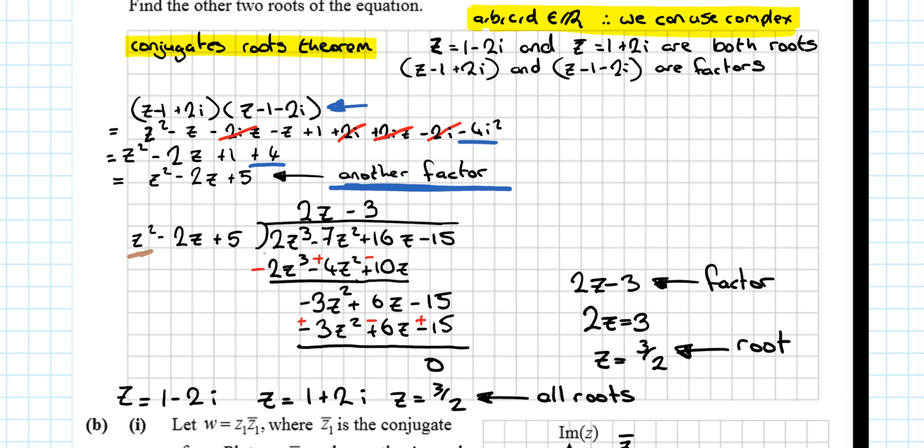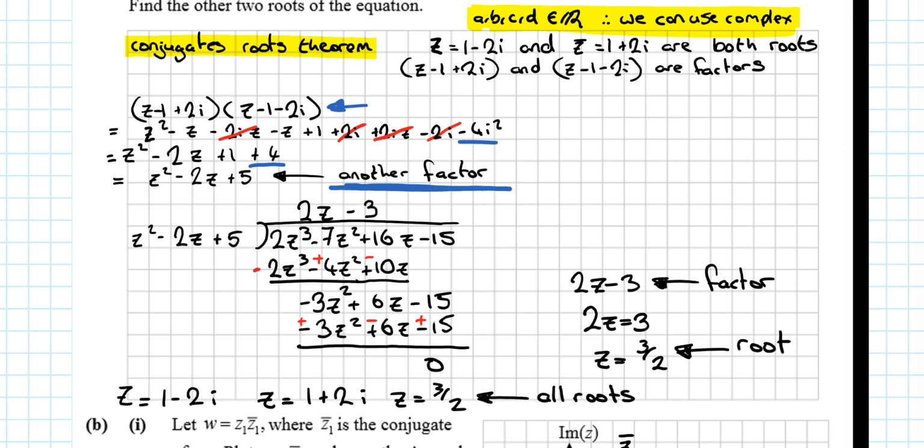z squared by what is 2z cubed? That's 2z. So then we're multiplying the 2z by each of these three terms. So 2z by z squared is 2z cubed. 2z by minus 2z is minus 4z squared. 2z by 5 is plus 10z.